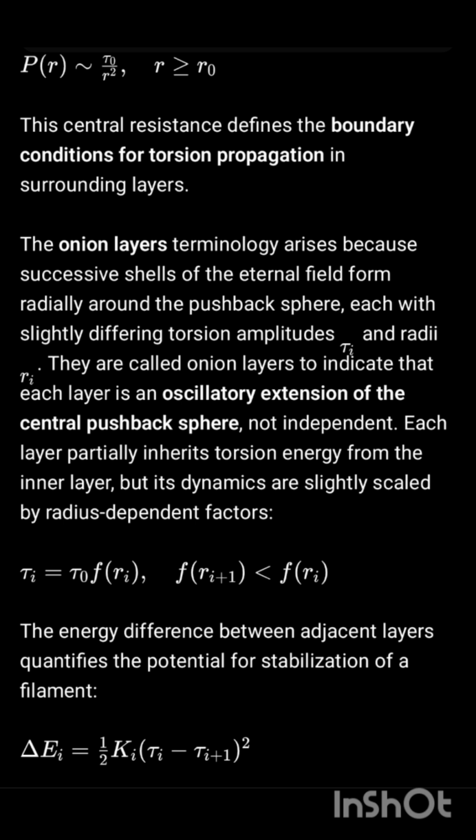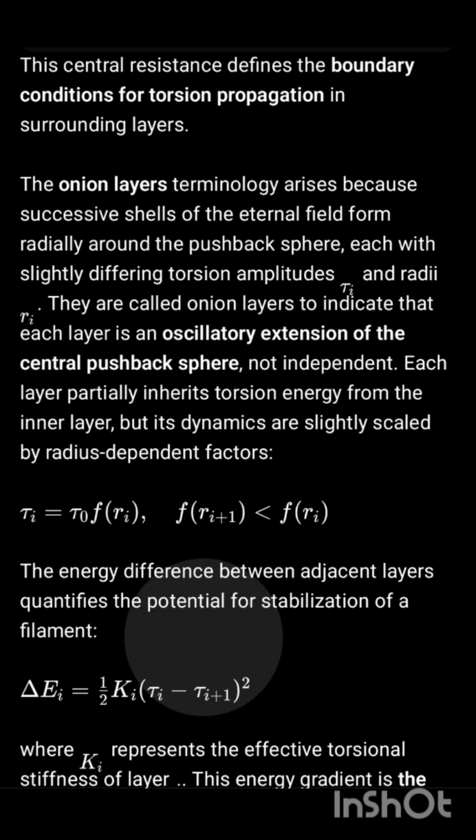The onion layers terminology arises because successive shells of the eternal field form radially around the pushback sphere, each with slightly differing torsion amplitudes, tau_i, and radii, r_i. They are called onion layers to indicate that each layer is an oscillatory extension of the central pushback sphere, not independent. Each layer partially inherits torsion energy from the inner layer, but its dynamics are slightly scaled by radius-dependent factors. tau_i equals tau_0 f(r_i), where f(r_{i+1}) < f(r_i).